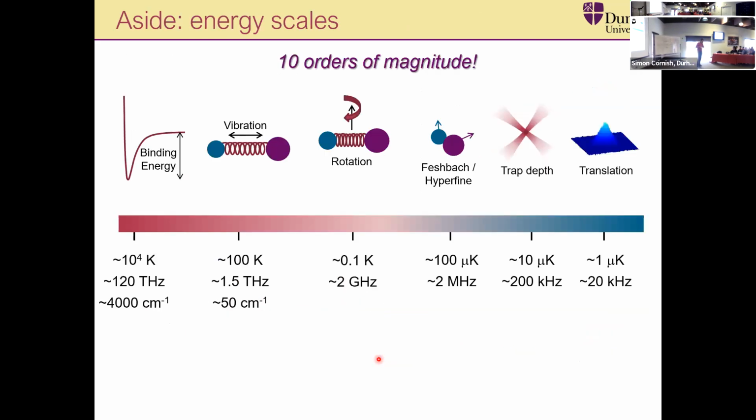So, as John mentioned, there is this separation of energy scales, this wonderful 10 orders of magnitude. The binding energy at a particular unit is huge, let's say 120 terahertz. And we could go all the way down to the translational motion, which is of the order of a microjoule, 20 kilohertz. And we have these different energy scales in between.